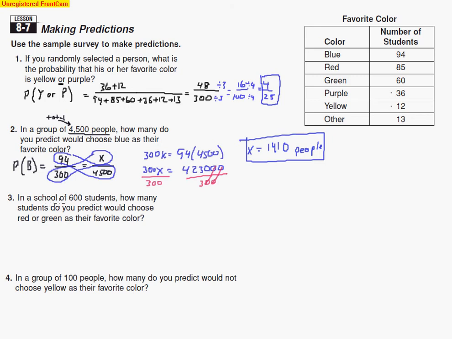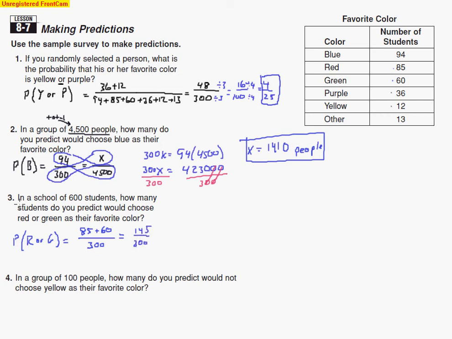So in a school of 600 students, how many students do you predict would choose red or green as their favorite color? Well, red right here, 85, and green, 60. So we need the probability of red or green. We said 85 was a success, those are the people who like red. Green, the number is 60, so that's a success, over the total, which is 300. All we have to do is add those two numbers together, and we get 145 out of 300.